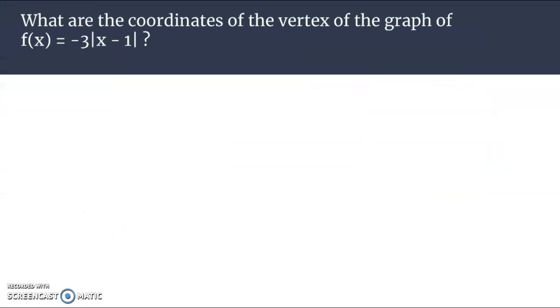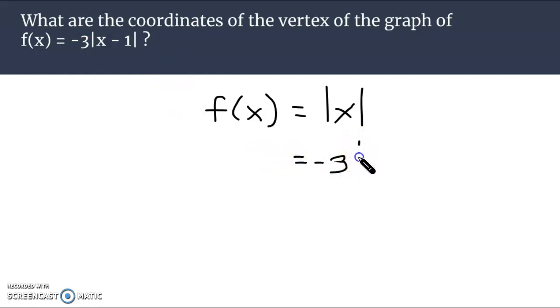It says, what are the coordinates of the vertex of the graph of -3, absolute value of x minus 1? Well, first just imagine the original function, just plain old absolute value of x. And then we've done some things to it. We stretched it by a factor of 3. We flipped it over the x-axis, and apparently we shifted to the right one. But we're going to use just the HK to see where the vertex is. So we had negative, it turned into this, -3, x minus 1.